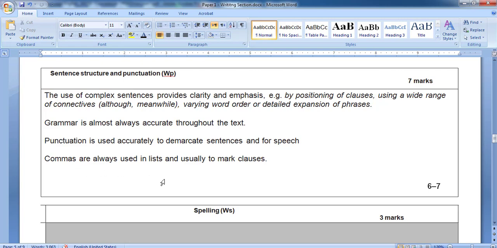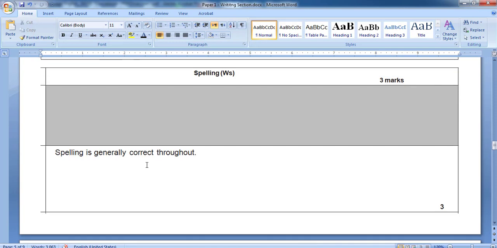And always remember commas, okay? Commas are very important inside your writing. Try to place them correctly. Let the students understand this. Then the spelling, for sure. Spelling is generally correct throughout the writing. For sure, okay?